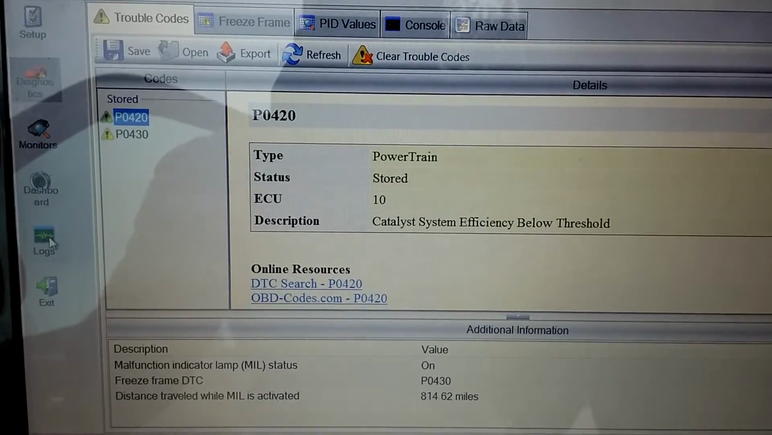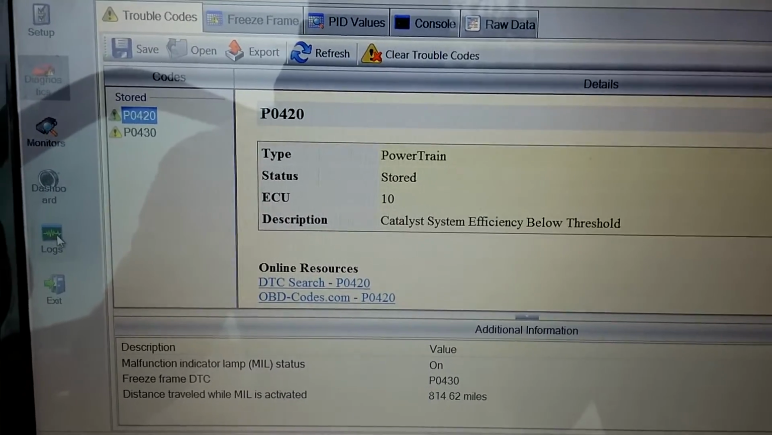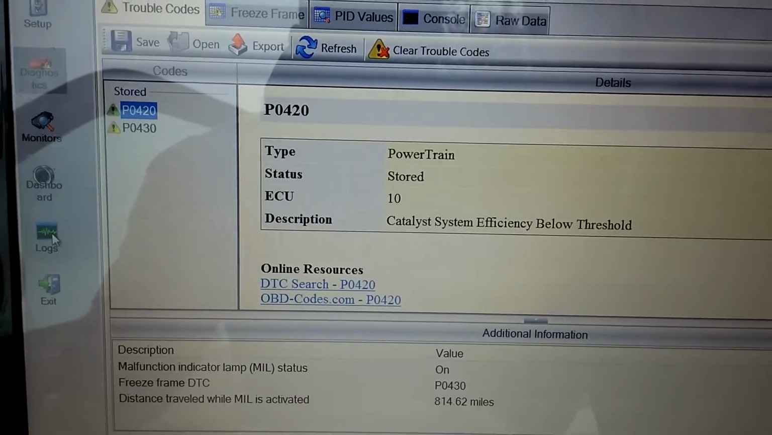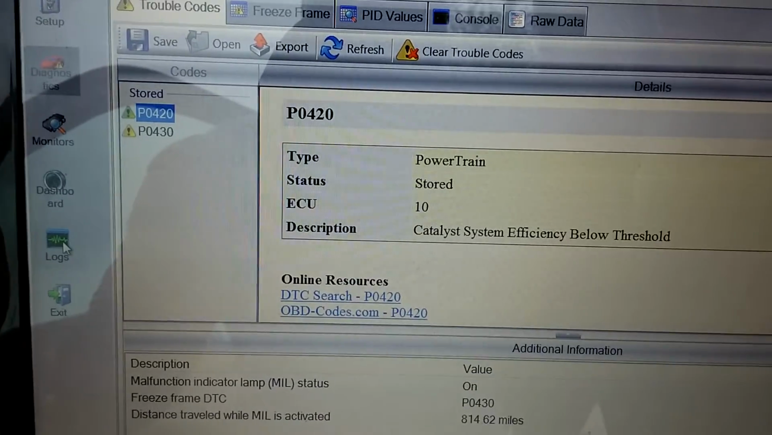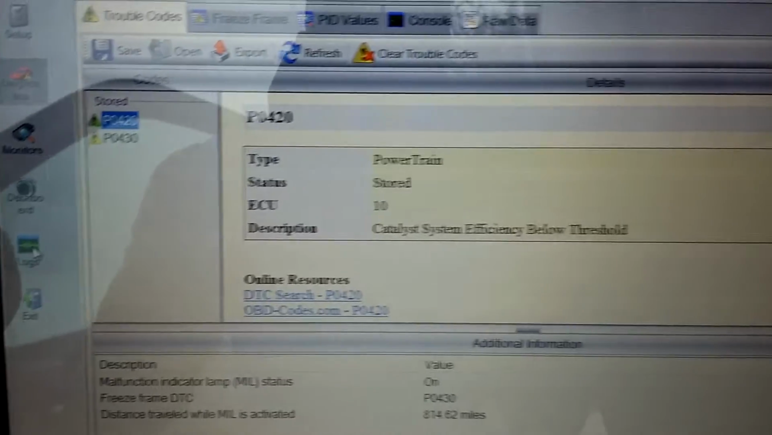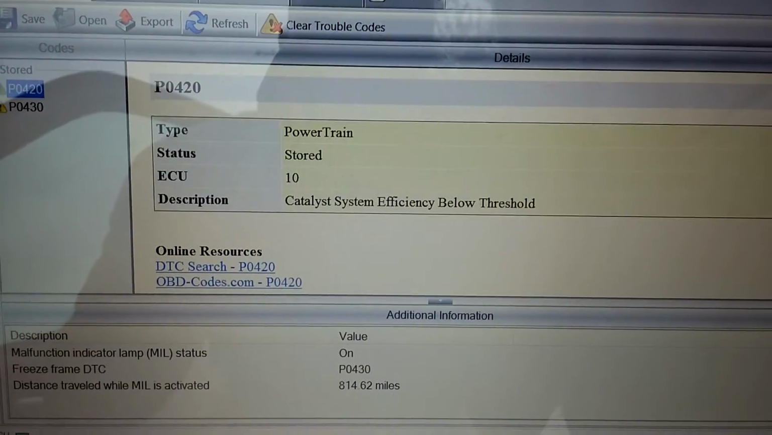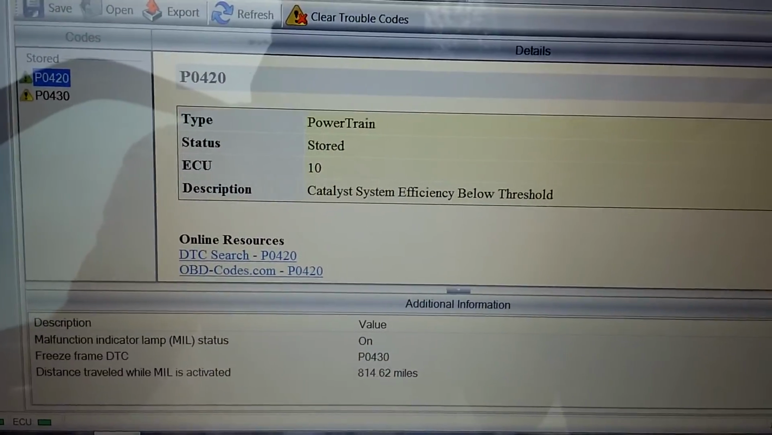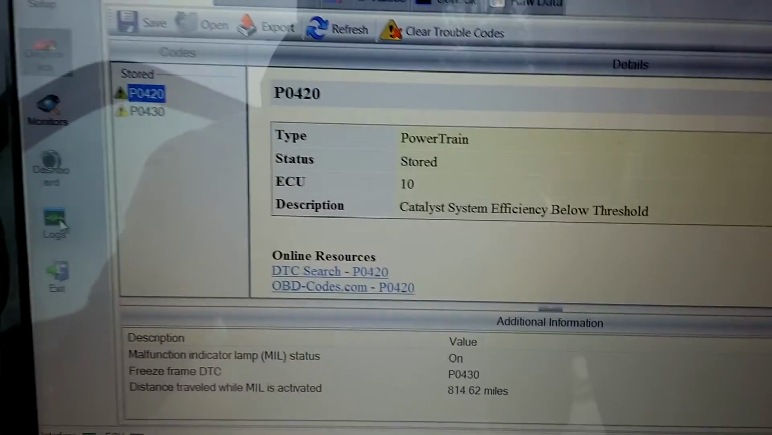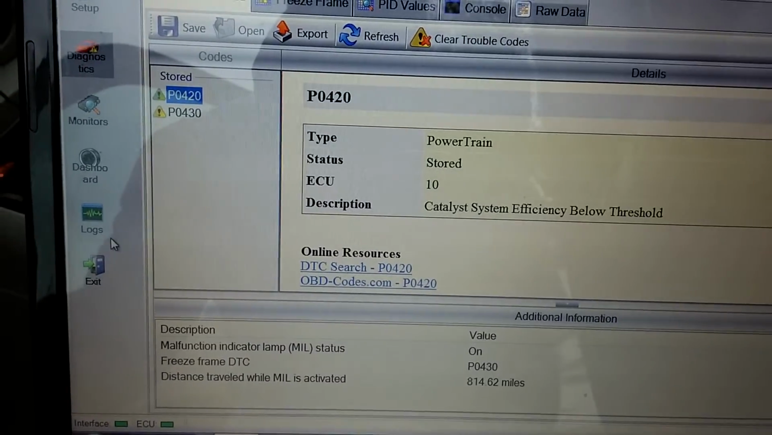Okay, everyone, I have a '03 Ford Expedition with a 4.6 V8, and I have two check engine codes, P0420 and P0430, which means both of my catalytic converters are bad. And the way I can tell that both of my catalytic converters are bad is I can look at the operation of my oxygen sensors.